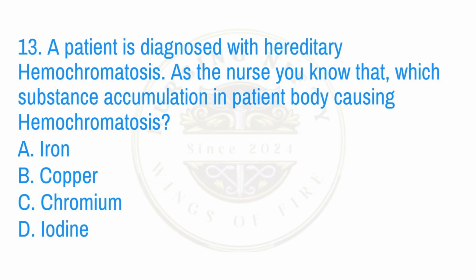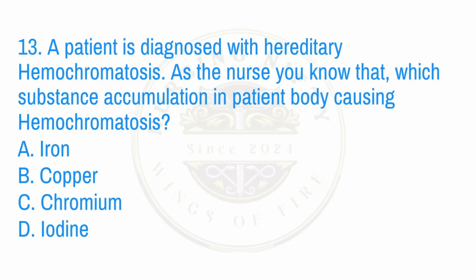Question number 13. A patient is diagnosed with hereditary hemochromatosis. As a nurse, you know that accumulation of which substance in the patient's body causes hemochromatosis? Options: Option A. Iron, B. Copper, C. Chromium, and D. Iodine. So here the right answer is option A.